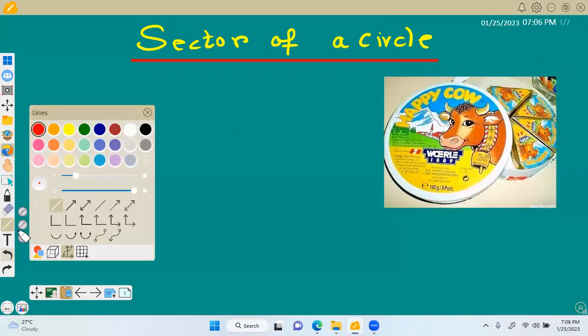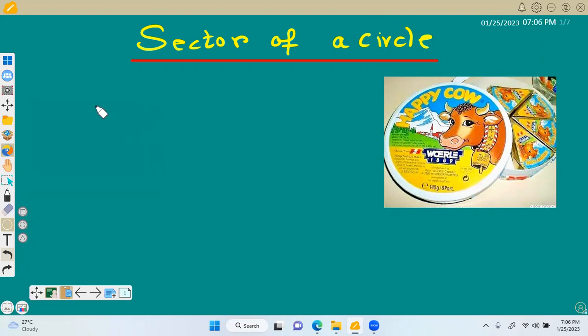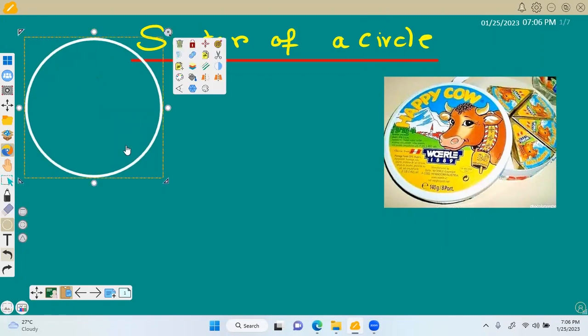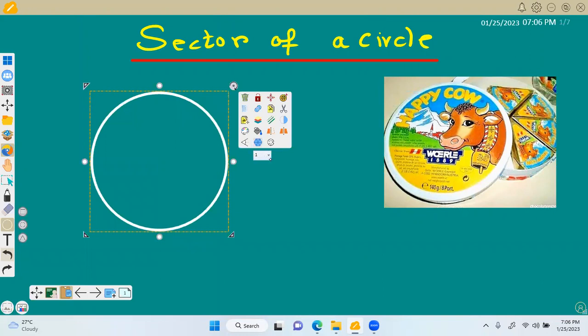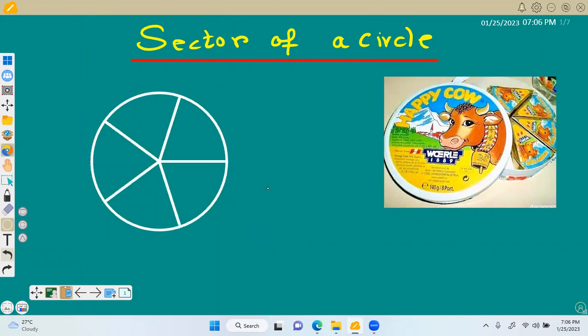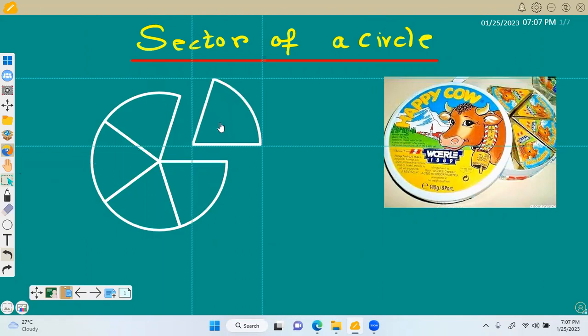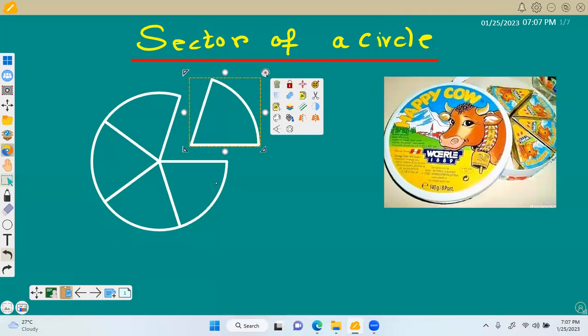Now we have discussed last week what are the closed plane figures. Okay, under that we discussed circle as a closed plane figure. I think you can remember, isn't it? Yes, teacher. Okay. Now, here if we divide a circle into some parts, okay, like this.